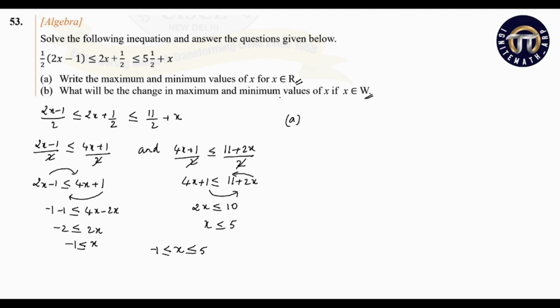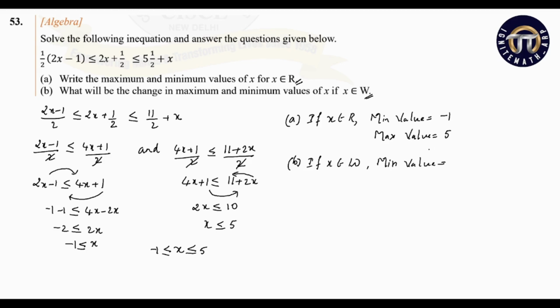Maximum and minimum value when x belongs to R. So if x belongs to the set of real numbers, what is the minimum value? Minimum value will be minus 1 and maximum value is going to be plus 5. Okay. Second question, if x belongs to the set of whole numbers, right? So minimum value, there is a change in minimum value because minus 1 doesn't belong to the set of whole numbers. Minimum value would be 0 and there won't be any change in the maximum value, that is maximum value remains as 5. You need to understand, children.